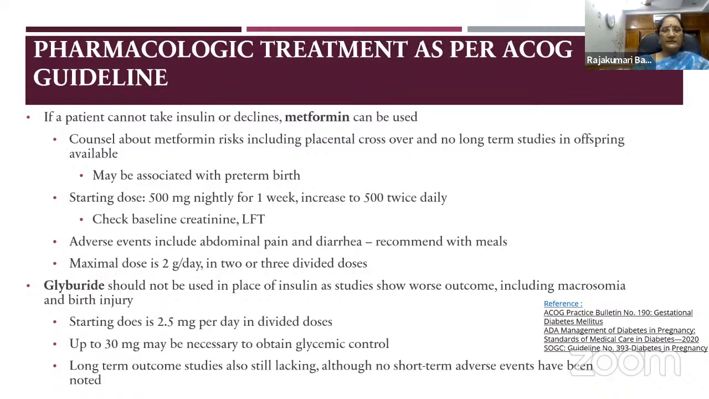Glyburide is not used in pregnancy. We are not using it at all because it shows worse outcomes, including macrosomia and birth injury.